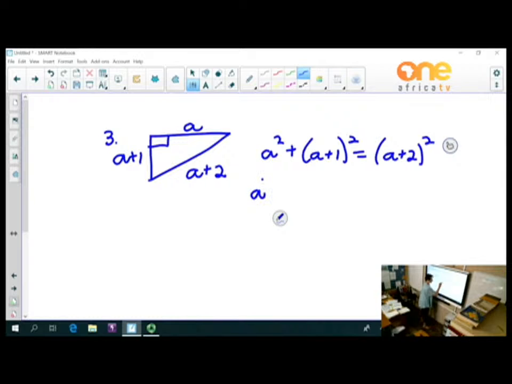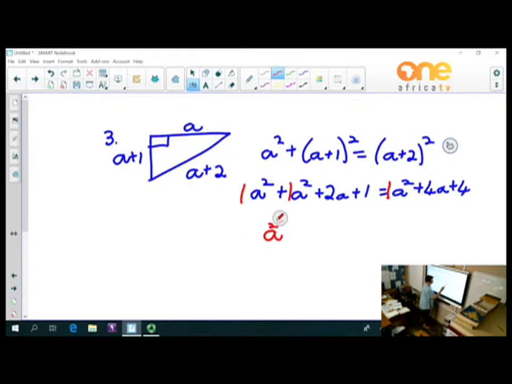So this is a squared plus a squared plus 2a plus 1, which is equal to a squared plus 4a plus 4. Again, if I bring them all over, remember if there's nothing, there's a 1. So this is 2a squared minus that 1 is a squared. Then 2a, if I bring this one over, it's minus 2a, so negative 2a. And plus 1 minus 4, if you bring it over, is negative 3, equal to 0.